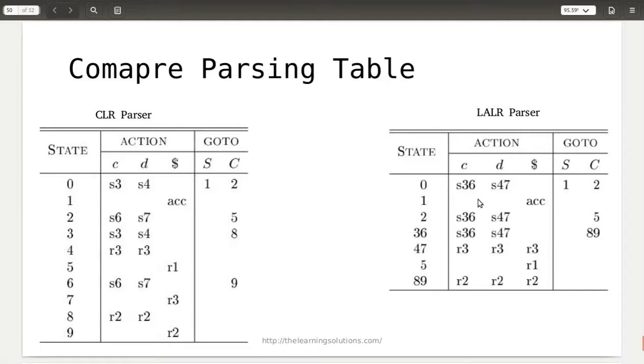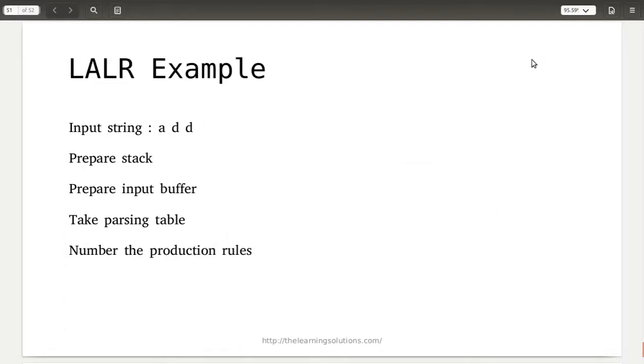So no single state is there. The combination of two states is there, and that number is used. Now state 3 is not there, state 6 is not there. Instead it is called state 36. So the same numbering we have to use while mentioning the shift operation. So shift operations are denoted in the same way. Now we will see the example where the input string will be ADD. So in the next part we will see how we can solve the example.